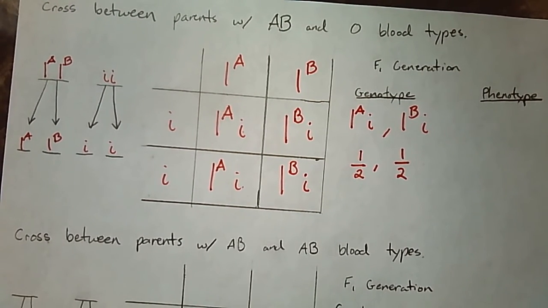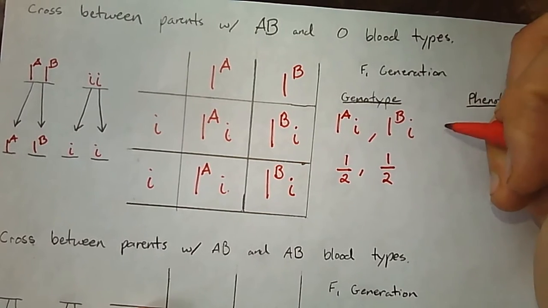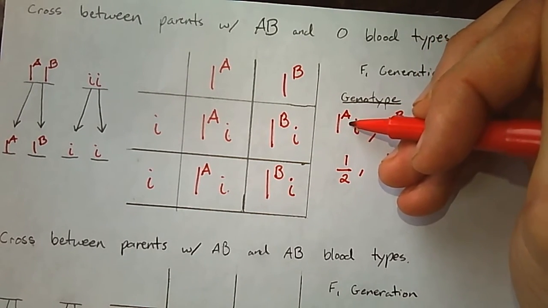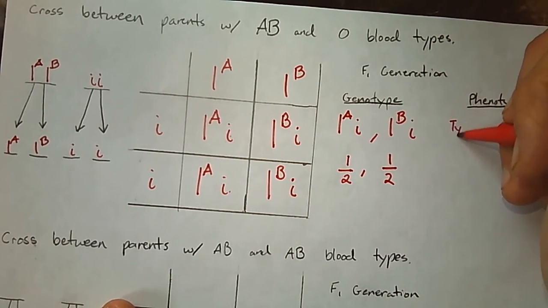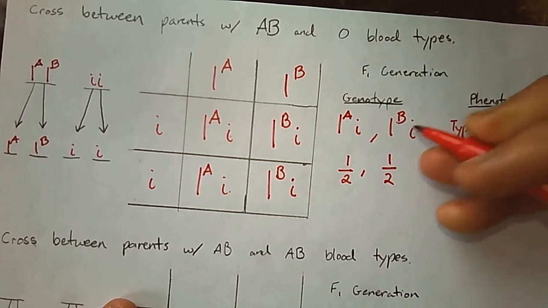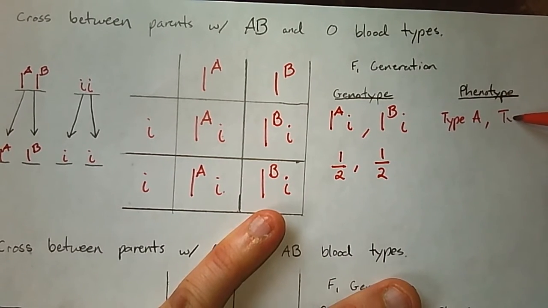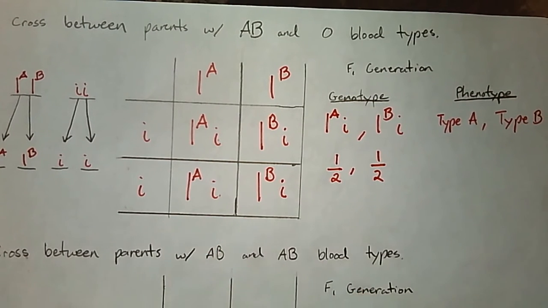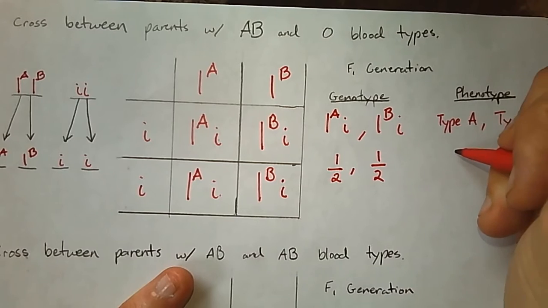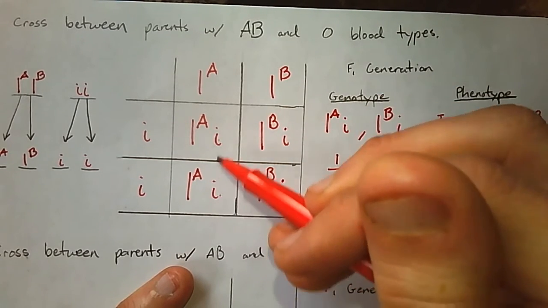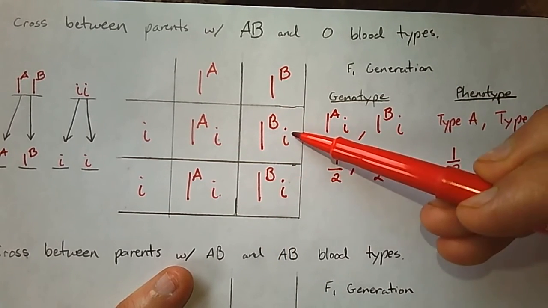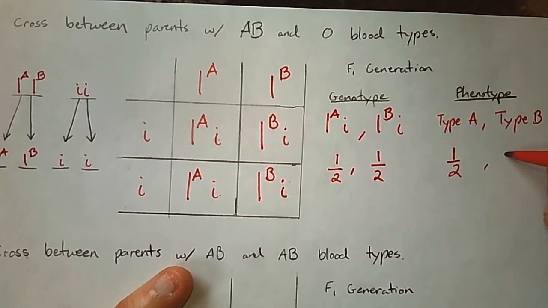Now let's go on to that phenotype ratio. If we have this genotype, heterozygous A, well, that person's going to be type A. And if we have heterozygous B, well, that person's going to have the phenotype of type B blood. And in this case, it's going to be the exact same type of ratio, right? 1/2 are going to be type A, and the other half are going to be type B.